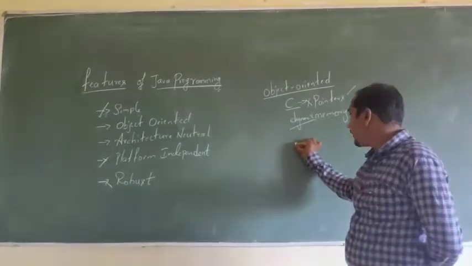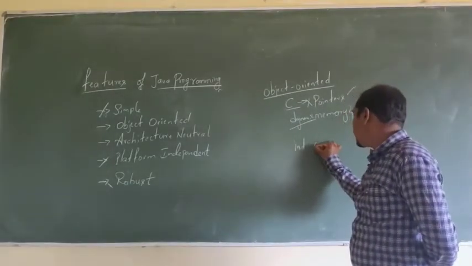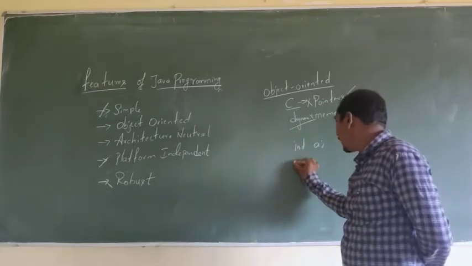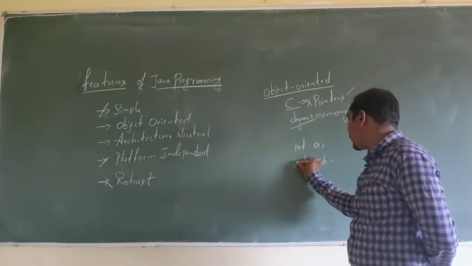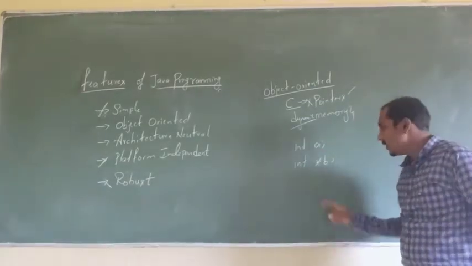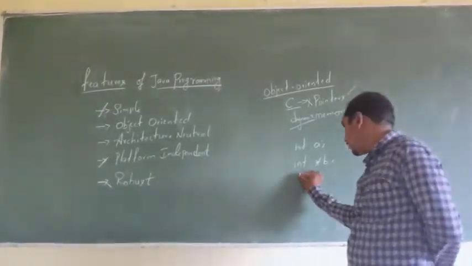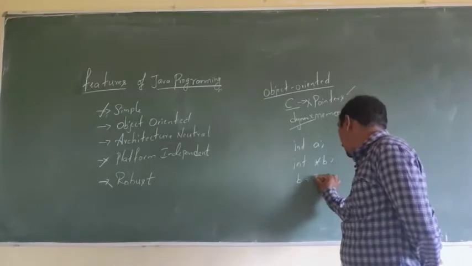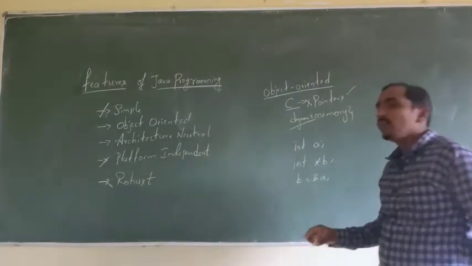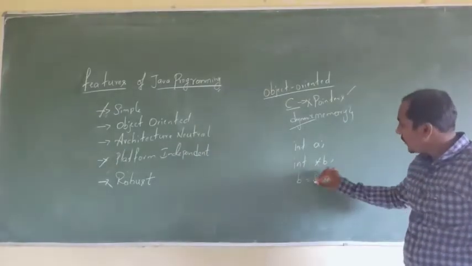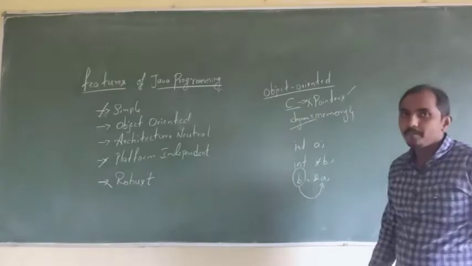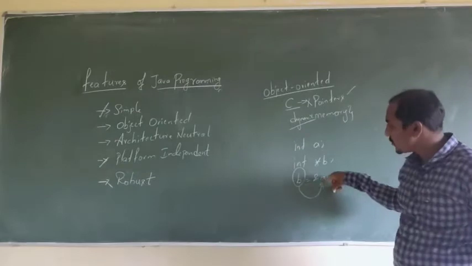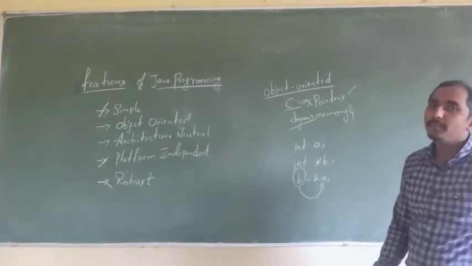Suppose I write integer a and integer star b. Now a is an ordinary variable and b is a pointer variable. Now I am going to assign a to b. What is the meaning of this? The pointer variable b will be pointing to the variable a. So the address of a will be stored into the pointer variable b.